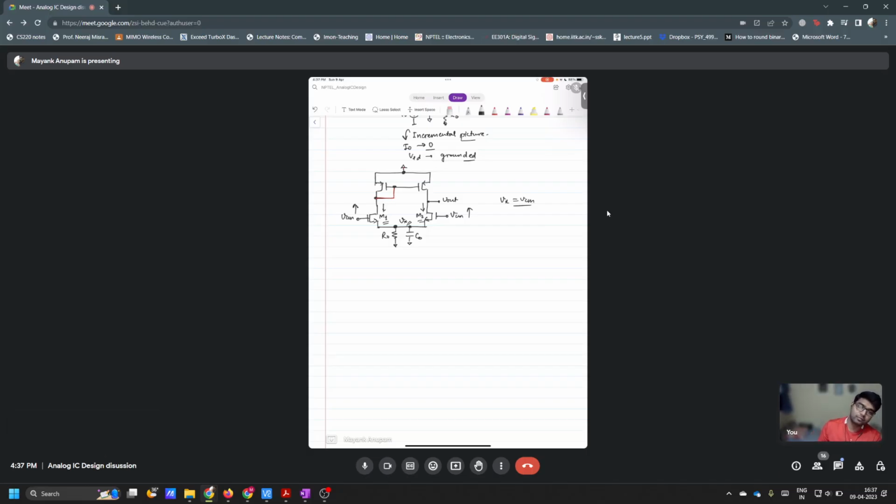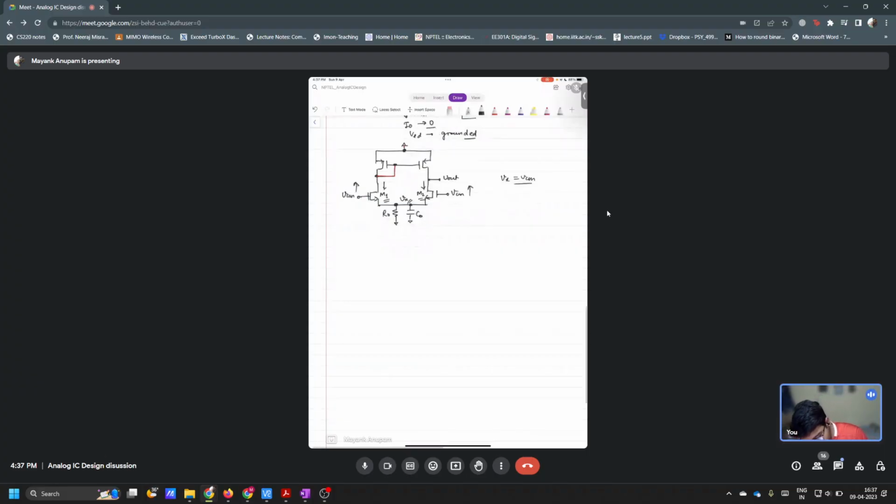Write this right, like (VCM − Vx) into GM1 would be equal to (VCX − Vin) into GM2, right? Basically you have to solve the whole circuit properly after drawing the small signal model. There are two ways to solve this. One, you can simply do the full-blown analysis. The other way is that you can simply use superposition.